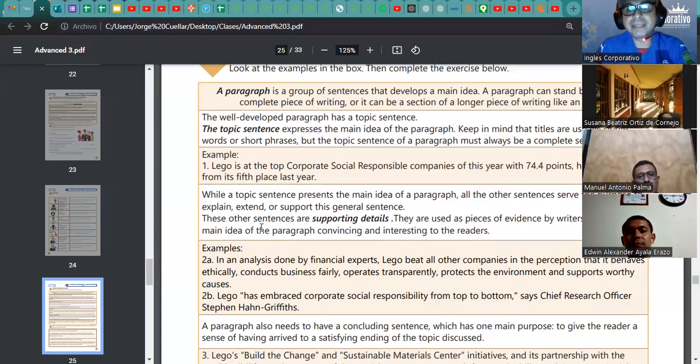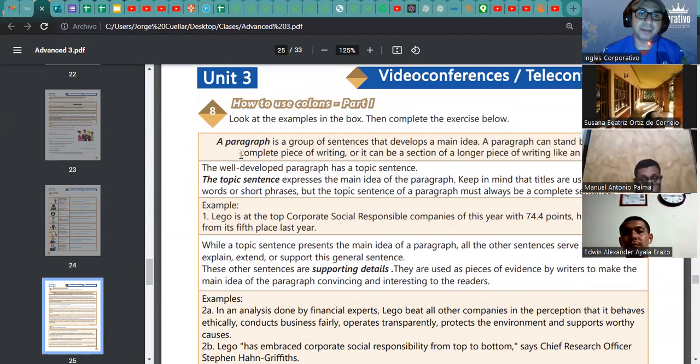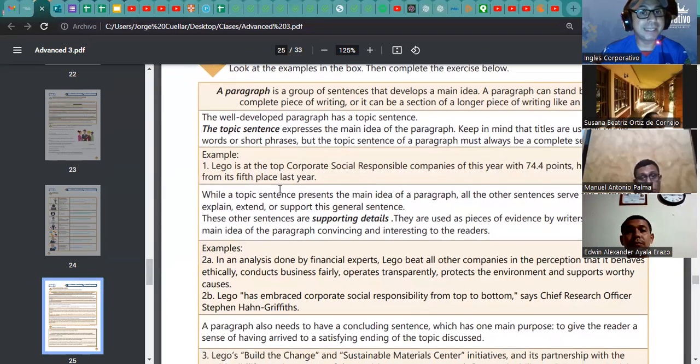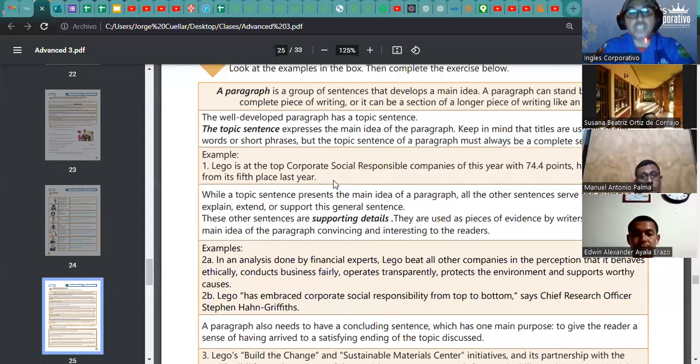So keep in mind that titles are usually single words or short phrases. This is a contrast. Sometimes like this, how to use columns, that is like a title, very short, very concise, but the topic sentence is going to be different. The topic sentence of a paragraph will always be a complete sentence, a complete idea. So, for example, Lego is a top corporate social responsible company of this year with 74.4 points, having jumped from its 5th place last year.